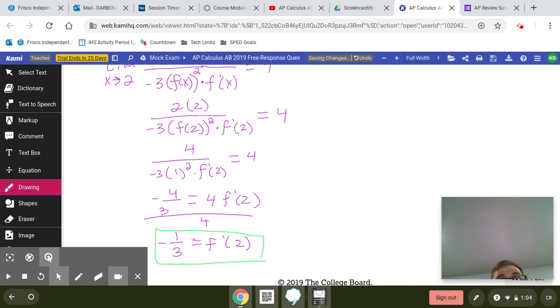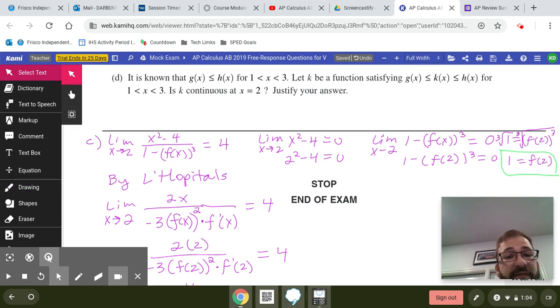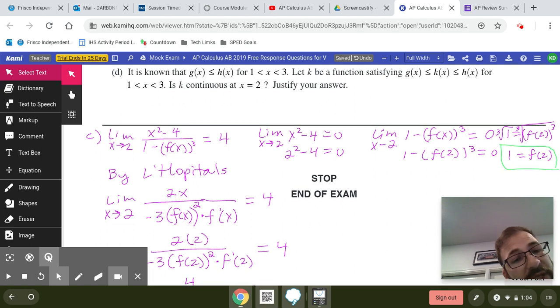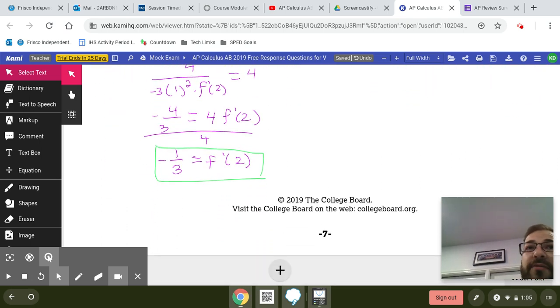All right, so this problem, if you know L'Hopital's well, is not too bad. You just have to use the first step, L'Hopital's equaling 0 over 0 to solve for f of 2, and then apply L'Hopital's, and knowing what the limit eventually has to equal, which is the same as the value of the point because it's continuous, and solve that out to get f prime of 2.